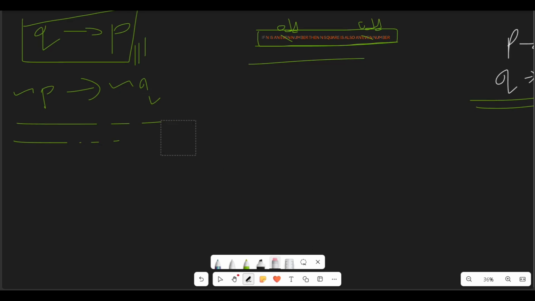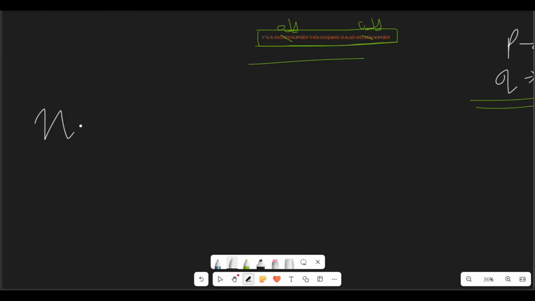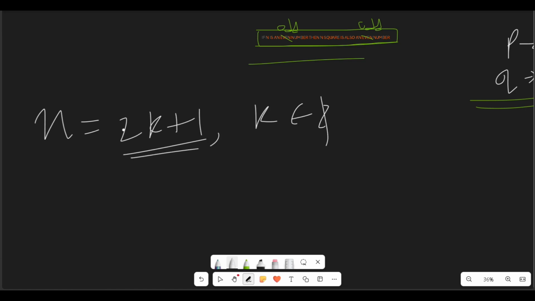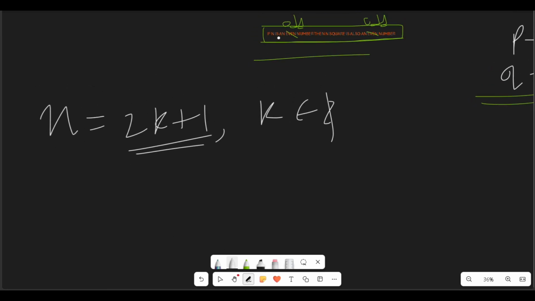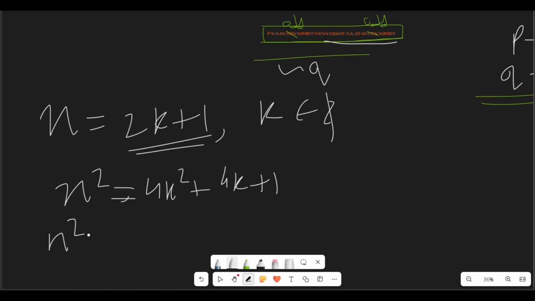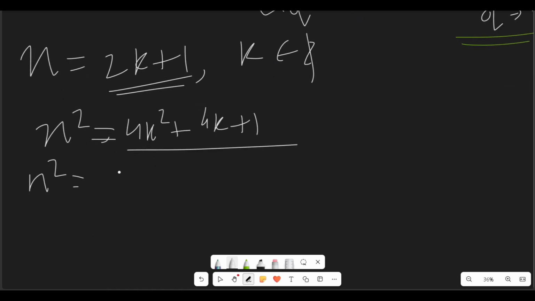I have to prove it using the odd theorem. So, okay, let's start. n equals 2k plus 1, where k belongs to integers, which is the odd formula, right? 2 times 1 plus 1 is 3, which is odd, right? Then I have to go to the negation q part now, and square it. n squared equals 4k squared plus 4k plus 1. I can take 2 common out here. So 4k squared plus 2 times 2k plus 1. Let's check it out.